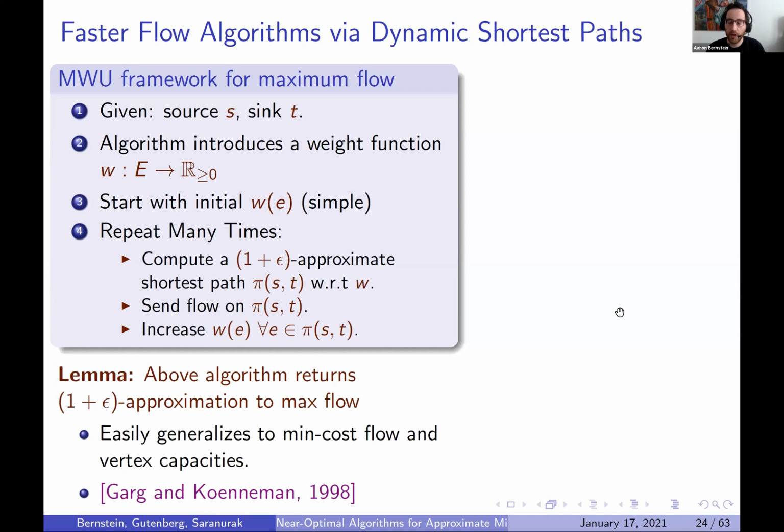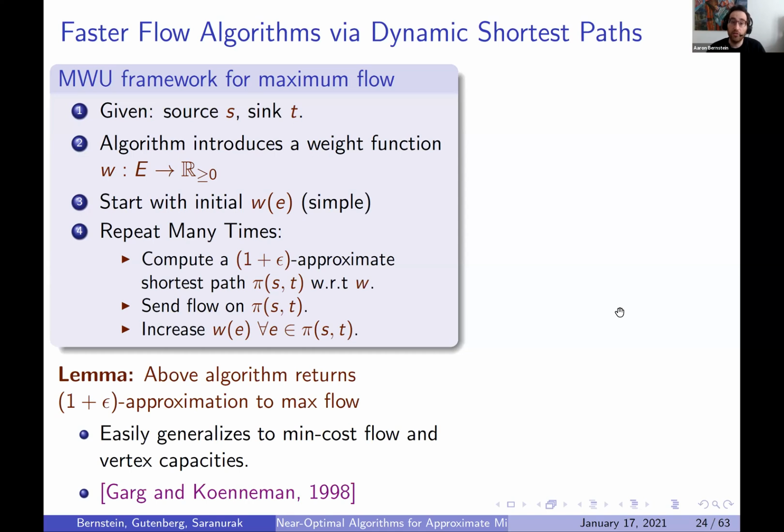This is a quite old framework, and there's a very slick primal dual analysis by Garg and Könemann showing that if you run this algorithm, you end up with a 1 plus epsilon approximation to max flow. This very easily generalizes to all the variants like min cost flow and vertex capacities.